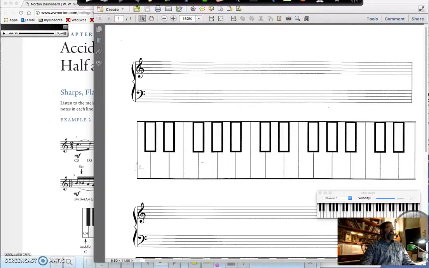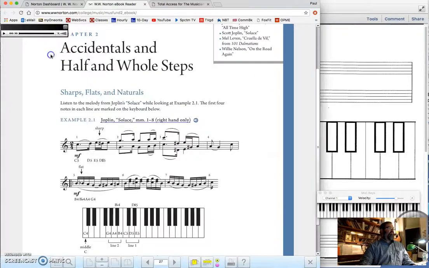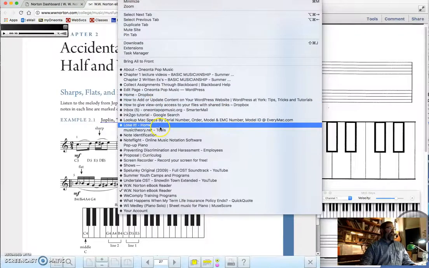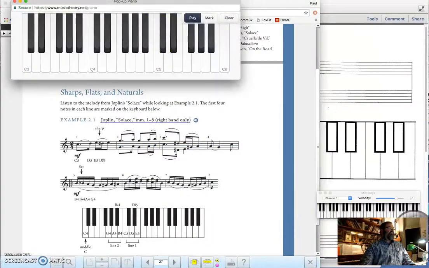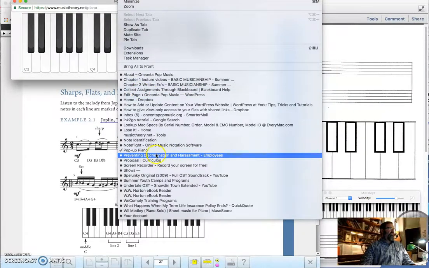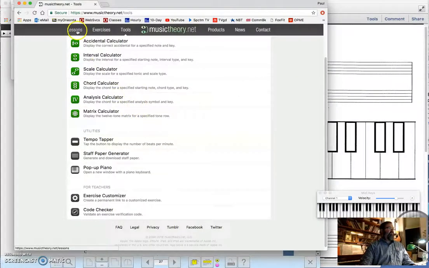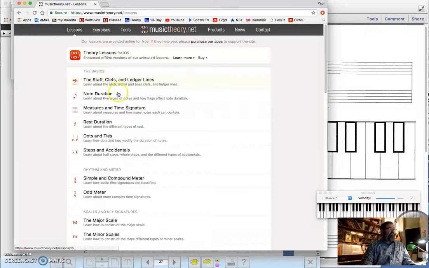What I have to do is go to this, then get rid of that, now go to this. One of the things, get to the pop-up piano here in a minute, in musictheory.net. As I said, it's divided into lessons, exercises, and tools. You can actually augment or even replace some of the lessons you get in the book with this. I don't know how effective it's going to be.